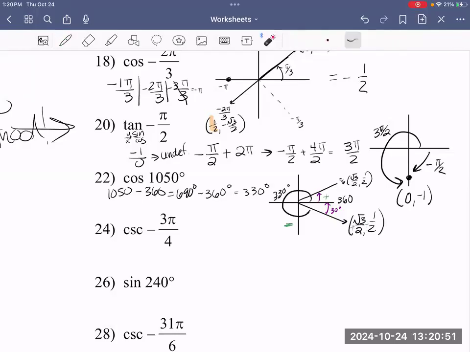And if we're looking for your cosine, that just means your x value. So we are looking at the answer of root 3 over 2.